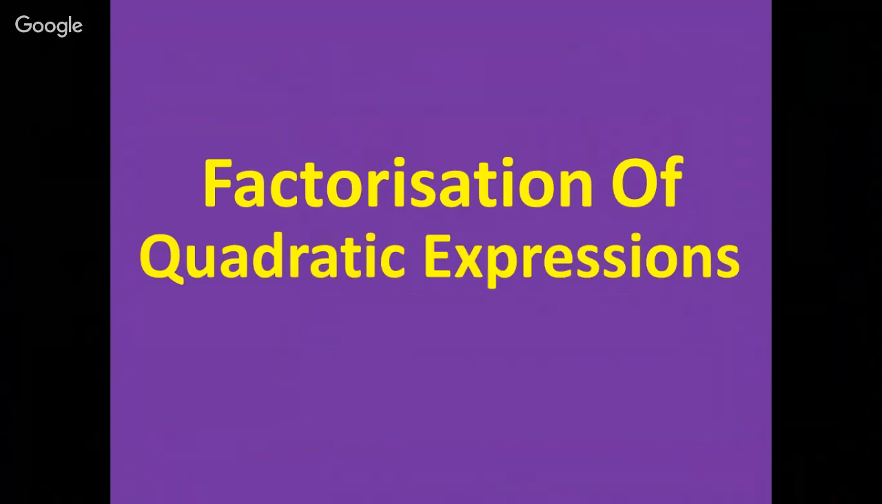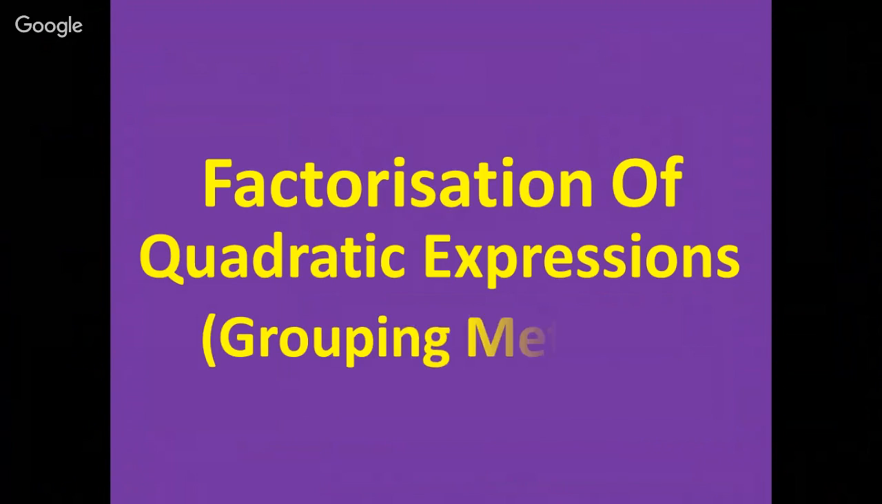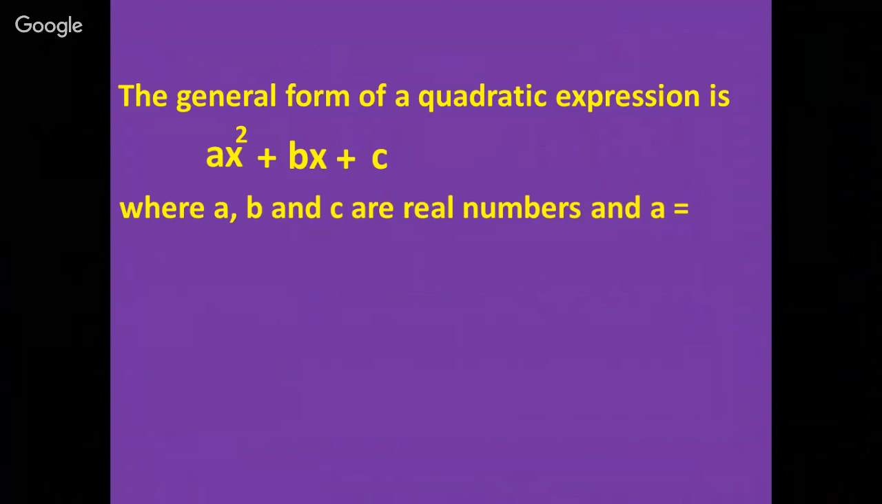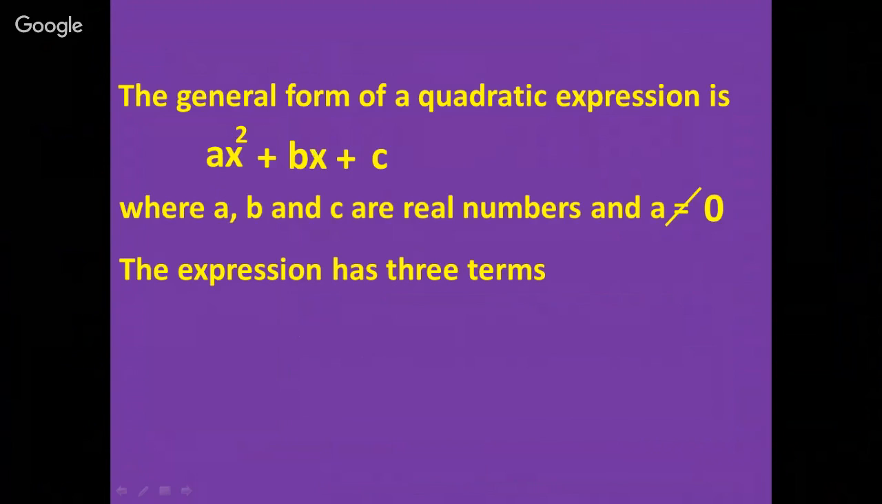Factorization of quadratic expressions using a grouping method. The general form of a quadratic expression is ax squared plus bx plus c, where a, b, and c are real numbers and a is not equal to 0. The expression has three terms.